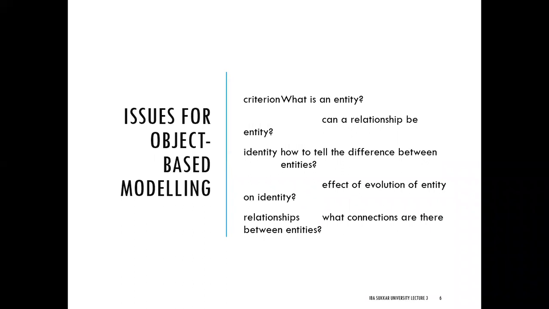Issues for object-based modeling. Criterion: what is an entity? Can a relationship be an entity? Identity: how to tell the difference between entities? Now, different ideas about objects. So when we talk about objects, issues for object-based modeling, maybe what is the criterion for an entity? What should an entity be? किसको मैं entity मानूंगा?